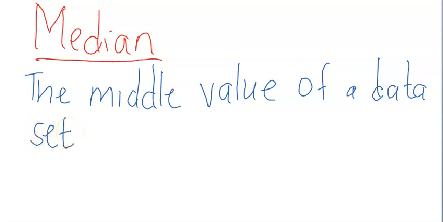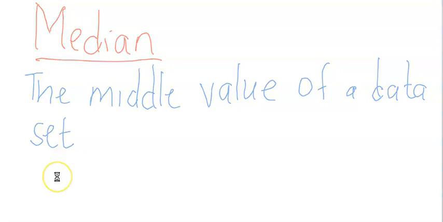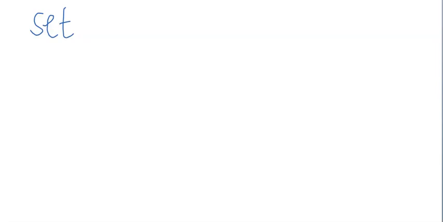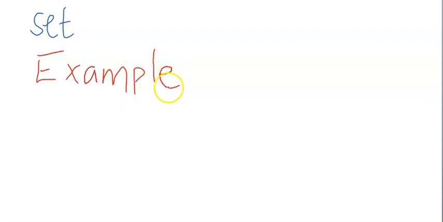If the number of values in a data set is even, the median is the average of the two middle values. So maybe we can look at an example. Taking an example of this data set, we have these values.